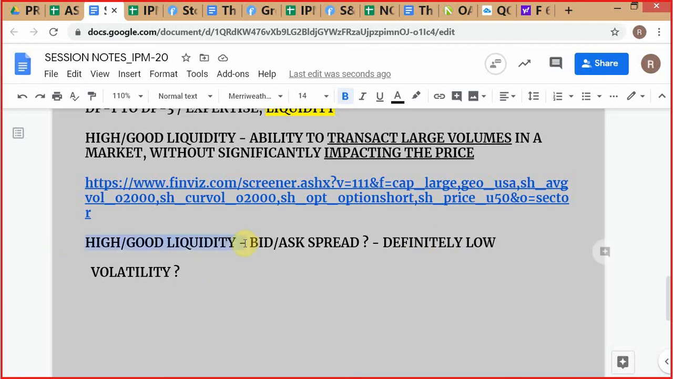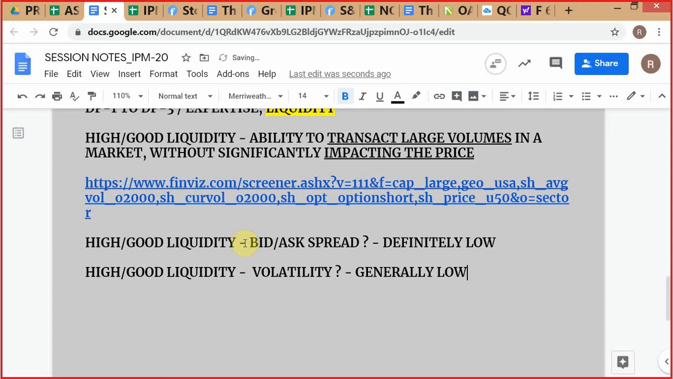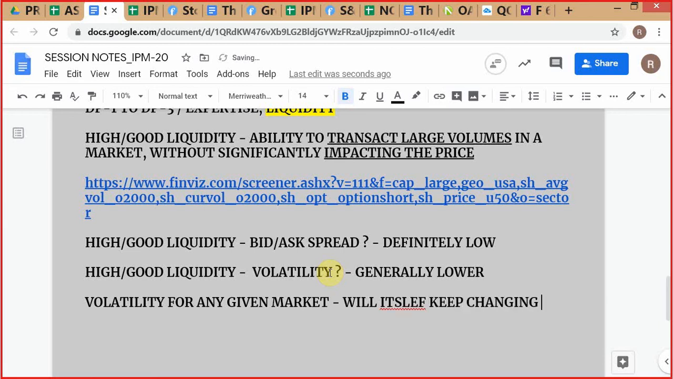Then as far as volatility is concerned, this is generally, I will not give a categorical answer like the first one, generally lower, okay, but this is not guaranteed. You can have markets which have very good liquidity, which have high volatility, and also remember that volatility itself keeps on changing for any given market.